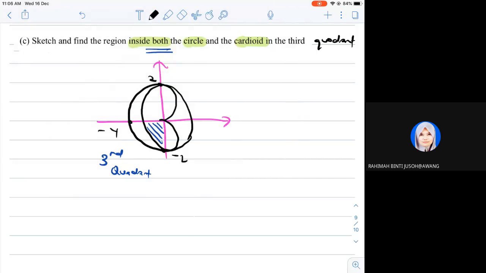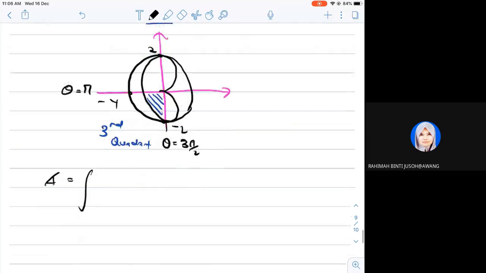Alright. So the area should be, okay, the angle in the third quadrant. So sini berapa ni third quadrant? Sini adalah theta equals to pi. How about yang bawah ni? Theta equals to 3 pi over 2 tadi kan? Okay, so angle ambil daripada sini dengan sinilah. Alright, so now from pi until 3 pi over 2.